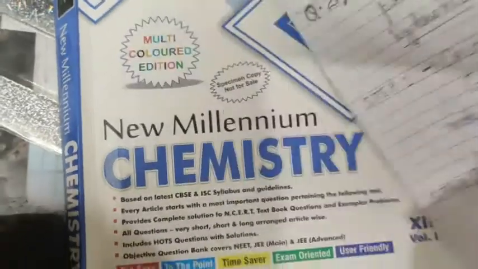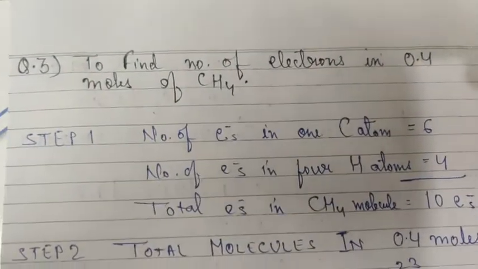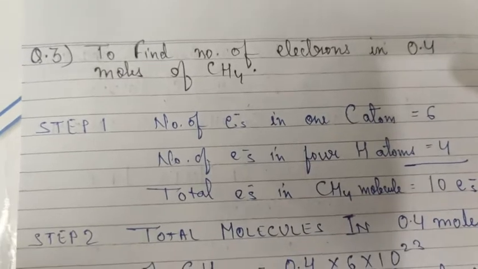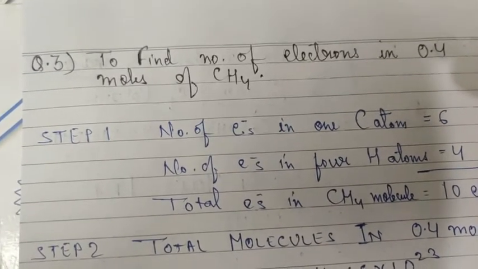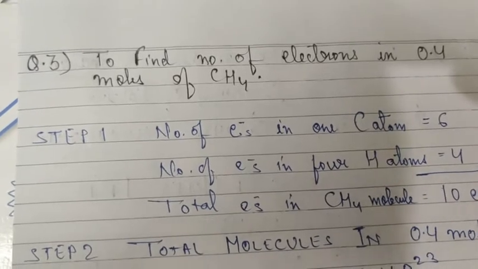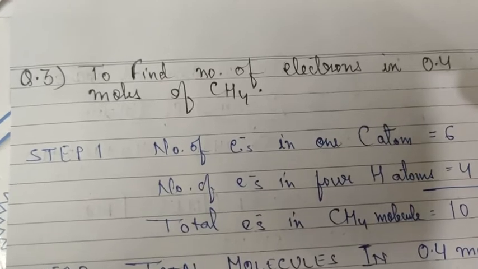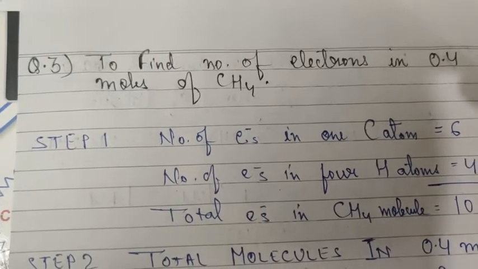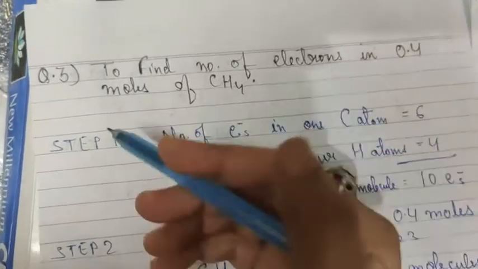Now coming to the next numerical. The next numerical was to find out the number of electrons in 0.4 moles of methane. So whenever, children, we have to find out the total number of particles, I told you the particles can be any particle: electron, proton, atoms, molecule, anything. The easiest part is molecule, because molecule is the first thing which is obtained from mole.